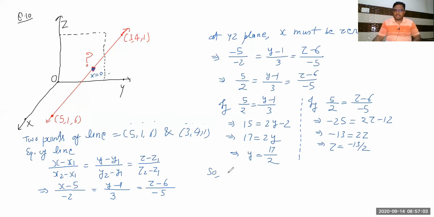So required point. So what is the required point now? Required point is having the coordinates 0, 17 upon 2 and minus 13 upon 2, which is the answer for this question.